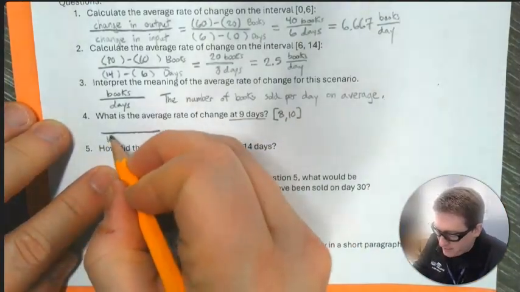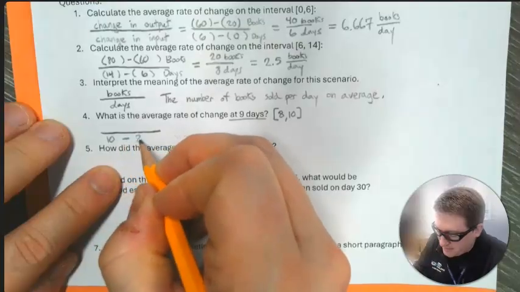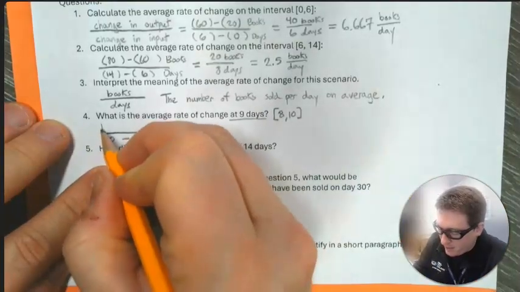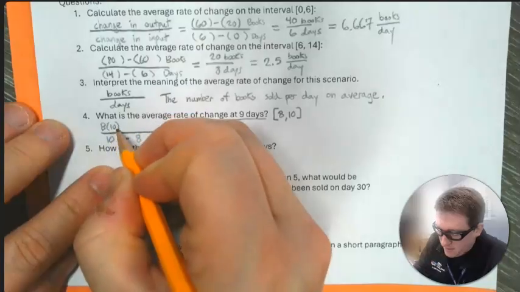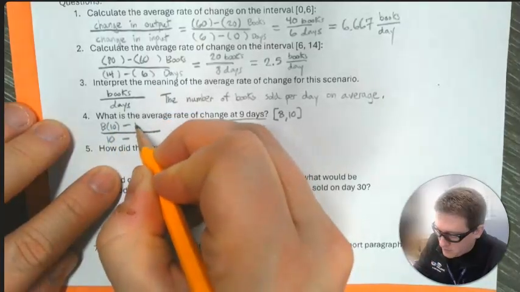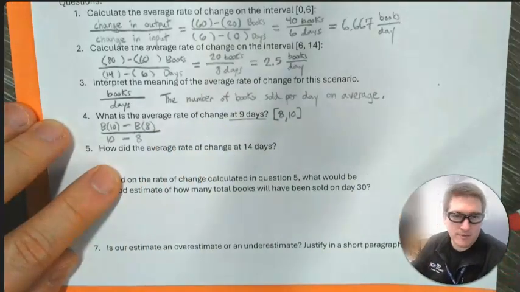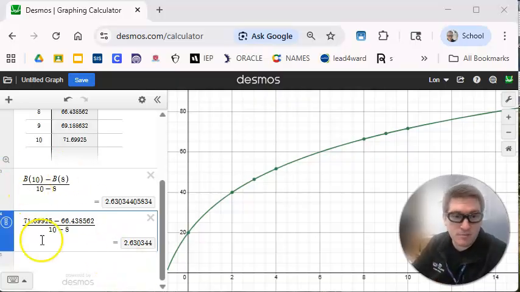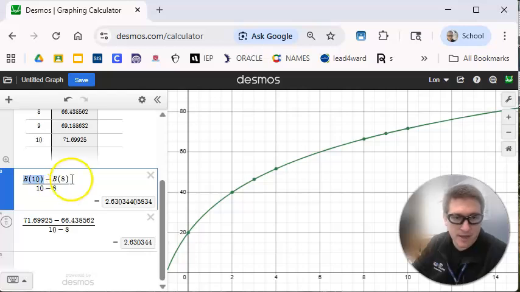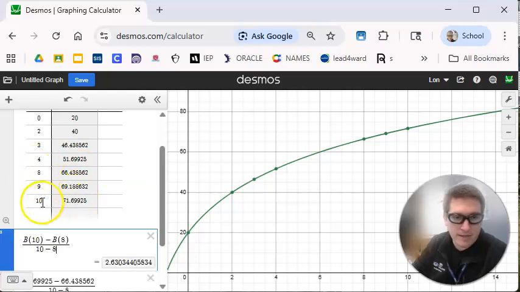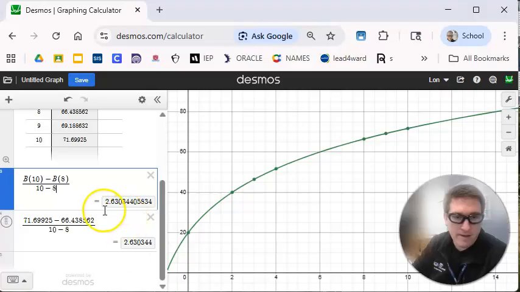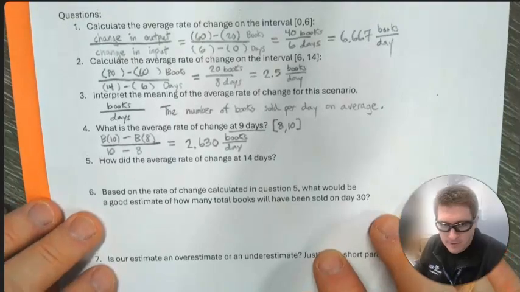So I'm going to have 10 days minus 8 days on the bottom. And I need to figure out how many books were sold on day 10. And I need to figure out how many books were sold on day 8. And, oh, Desmos can do that for me. Since I've defined the function b in my Desmos up here, I can literally type b of 10 minus b of 8. Or I can put them in the table here and find the values. Either way, I'm selling 2.630 books per day on average on day 9. And there's our answer right there.